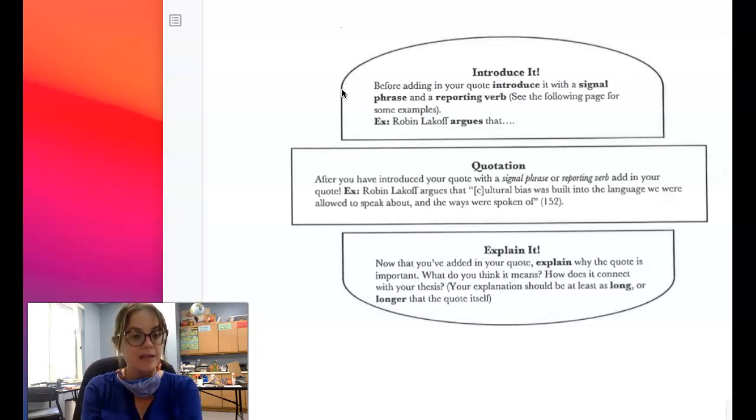Okay, then the bread on the bottom of our sandwich. Explain it. Now that you've added in your quote, explain why the quote is important. What do you think it means? How does it connect with your thesis? Or any kind of claim that you're making. Maybe it's the topic sentence of that particular paragraph. Your explanation should be at least as long or longer than the quote itself. Okay. When using quotes in your writing, the ratio should always be more of your writing than of quotes.